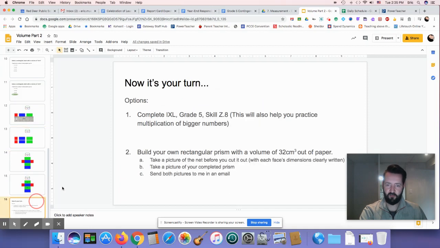All right, so your task there would be to take a picture of your net before you cut it out, and then also to cut it out, tape it all together into a 3D prism, and then take a picture of that and send me both of your pictures. Okay, so that's your lesson for today. That's your activities for today. Hopefully you can choose one or the other, whichever you think you would need the most practice at, or whichever one you think you would enjoy the most.